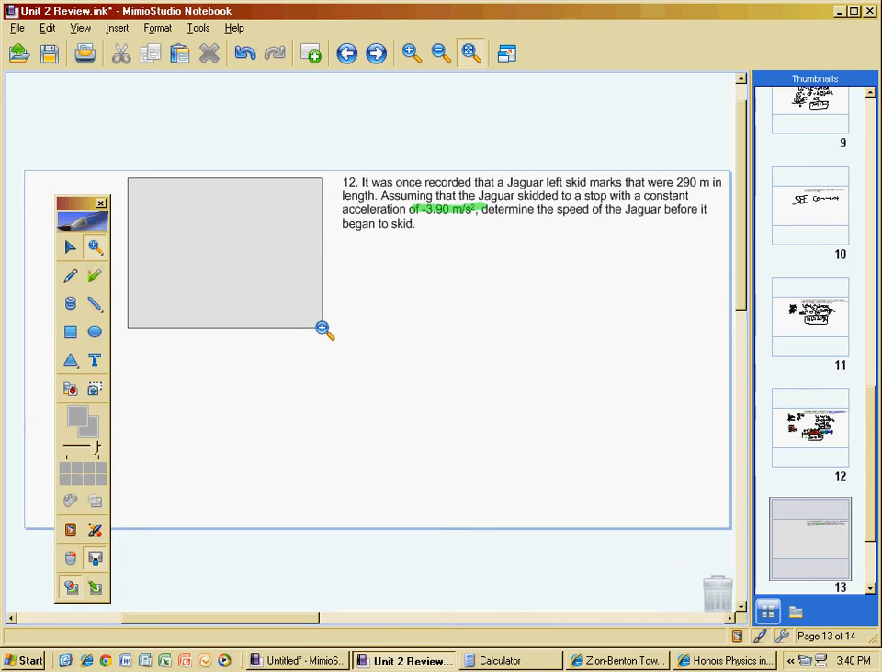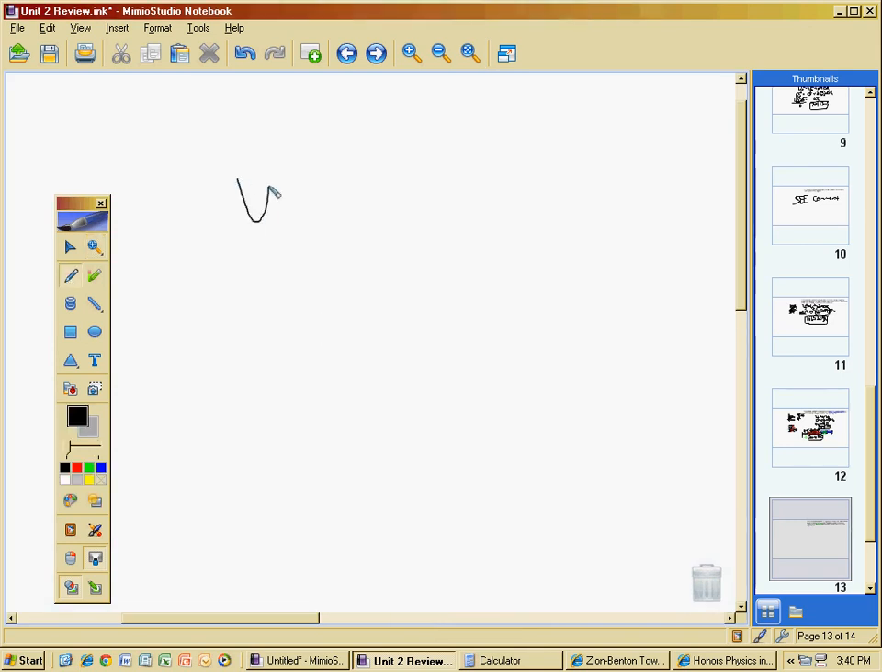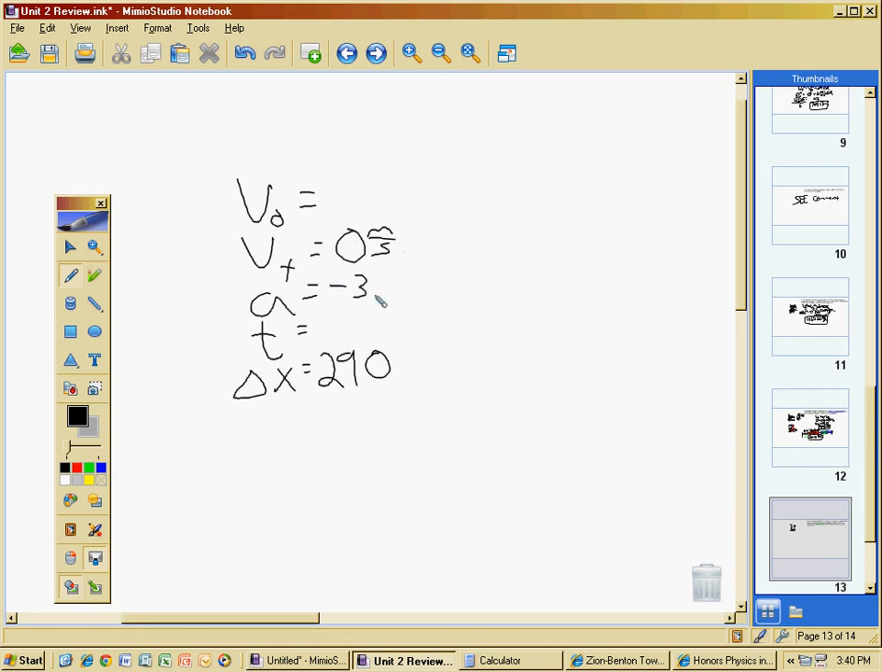So once again, we're going to list out our variables. If this has not become a refrain running through your head by now, it should become one. Guess what? That's going to be pretty much step one for every type of problem in this class. So, it was once recorded that a Jaguar left skid marks that were 290 meters in length. Guess that's probably going to be the distance it was braking for. Assuming that it skidded to a stop, and guess what? If you're coming to a stop, V final is 0, with a constant acceleration of -3.9 meters per second squared. Determine the speed of the Jaguar before it began to skid.